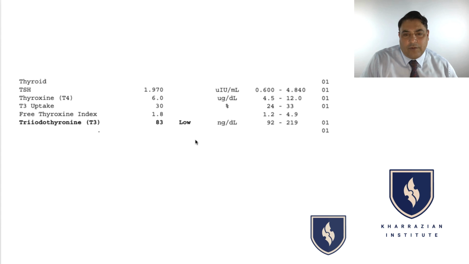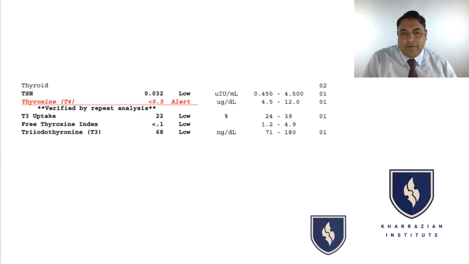So whether it's Hashimoto's or another autoimmune disease or another chronic inflammatory condition, inflammation has a suppressive effect on the 5-deiodinase enzyme that converts T4 to T3. So this is a T3 pattern. Here you can see a pattern where everything is suppressed.